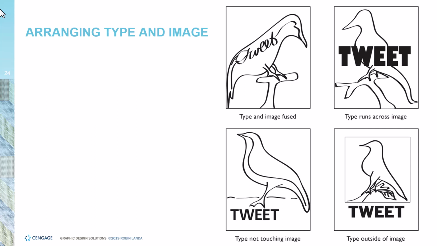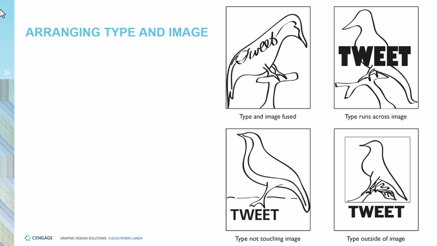Type and image are fused when type is inseparable from the image. It's often positioned inside the primary image, creating a joined relationship. When type and image are fused, there is an automatic relationship. When they are fused in an organic, almost seamless relationship, they appear and operate as a single entity. If type runs across the image, the viewer reads the type while seeing the image behind it, as if the type were on a pane of glass over the image. Seeing both type and image simultaneously enhances the message. The type-image relationship is constructed this way for the purpose of communicating in unison.